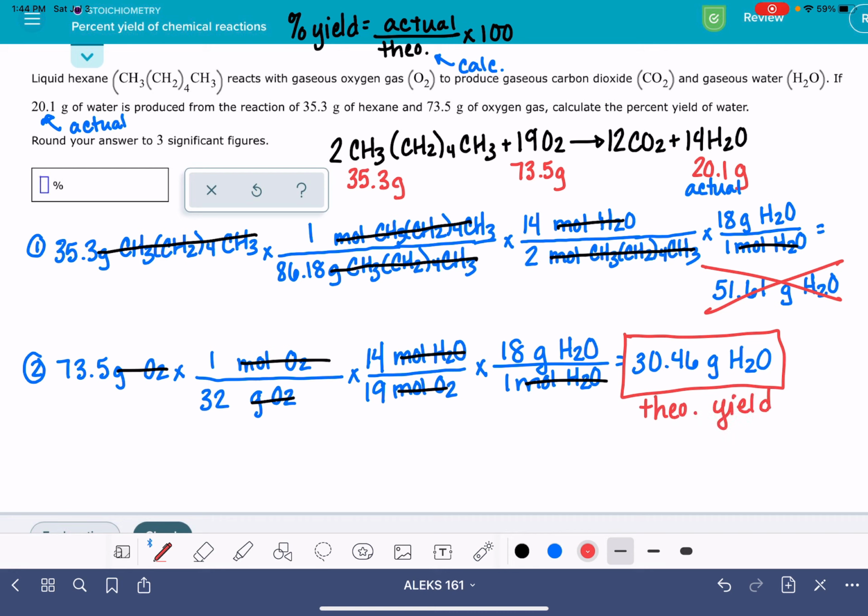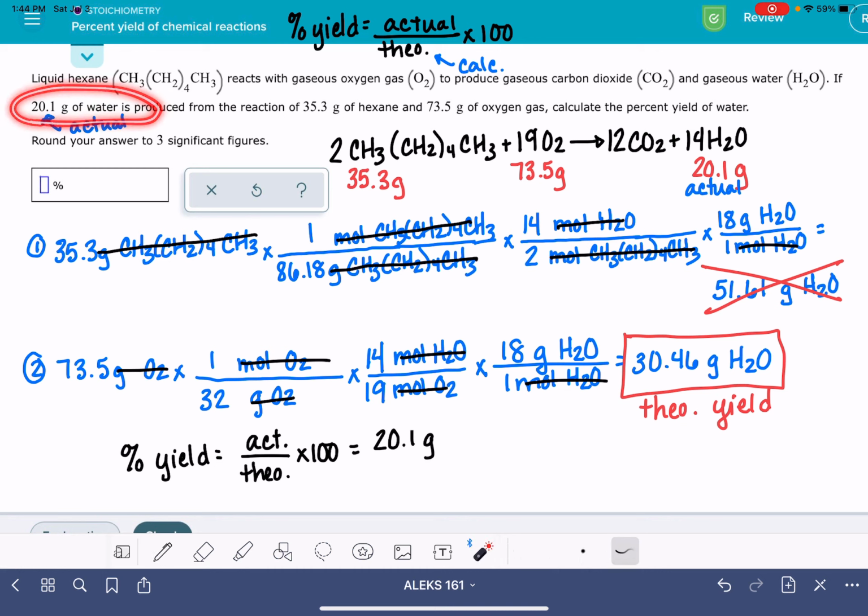And we're almost done with the problem. We are now ready to calculate the percent yield. The percent yield is the actual divided by the theoretical multiplied by 100. And as I said, the actual yield is a number that's given to you by the problem. So the 20.1 grams, that's the actual yield. You always have to be told what the actual yield is. There's no way to calculate it. The theoretical yield that we calculated is the 30.46 grams, the smaller of those two numbers. Multiply it by 100 to make it a percent.